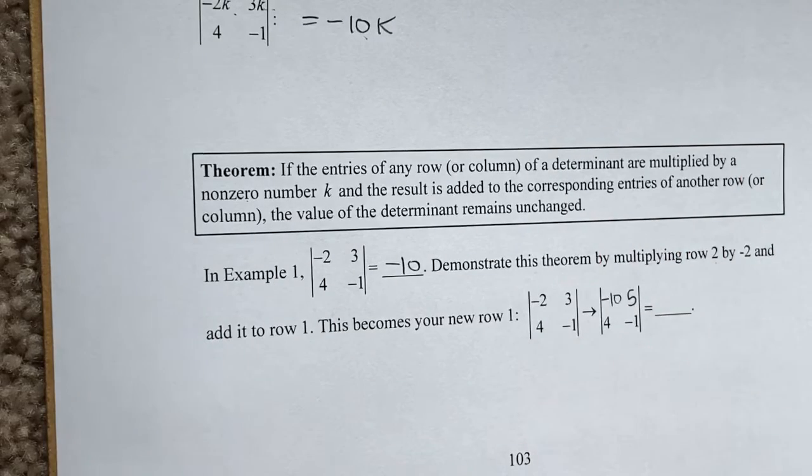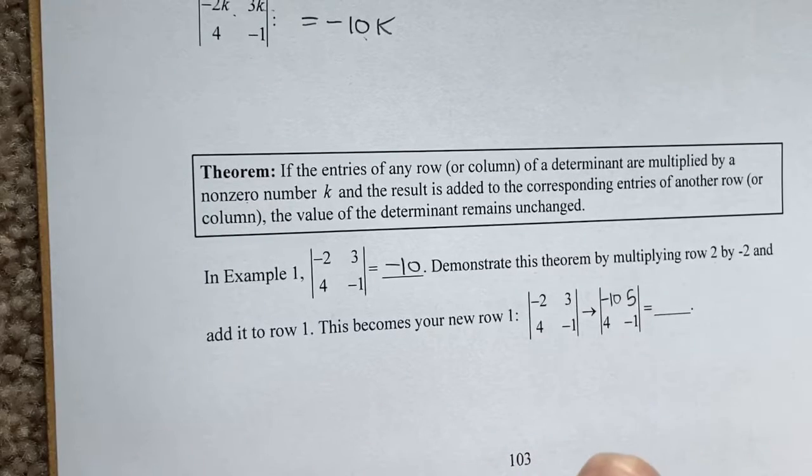So this theorem tells you if the entries of any row or column of a determinant are multiplied by a non-zero number k, and the result is added to the corresponding entries of another row, the value of the determinant remains exactly the same. Okay, so what are you going to do? You're going to be like, okay, let's do it.